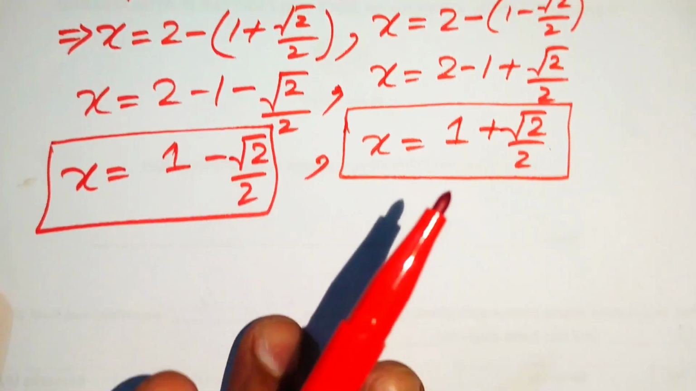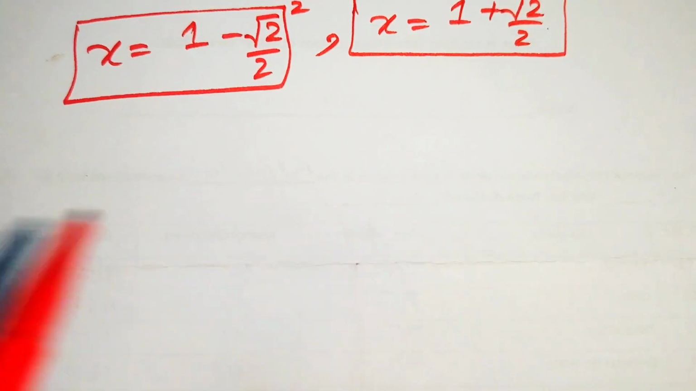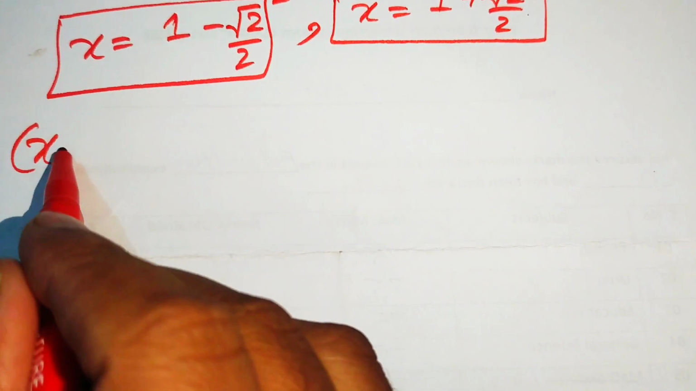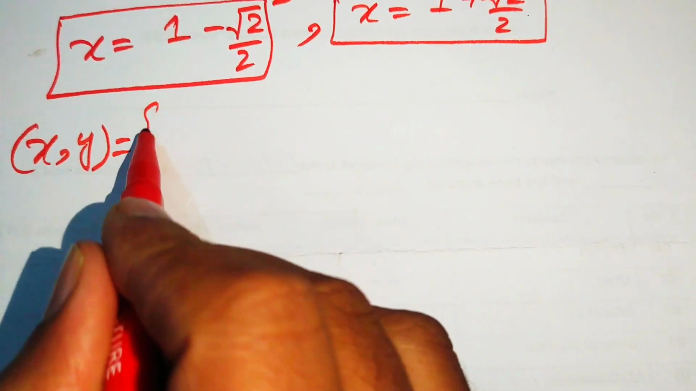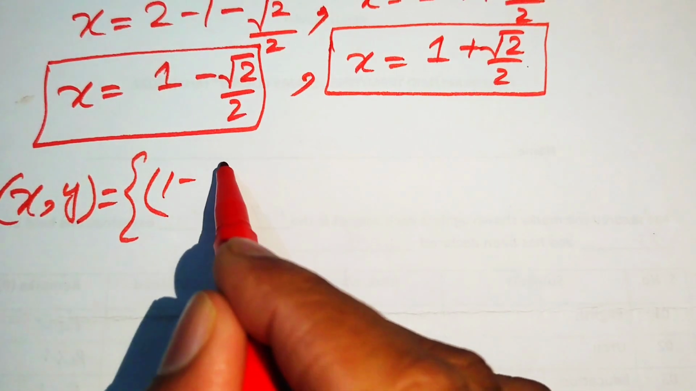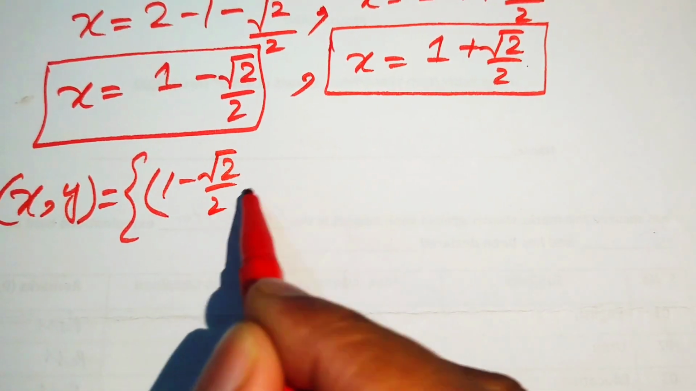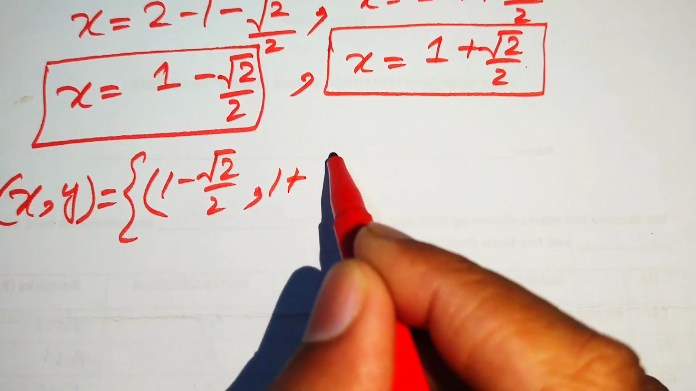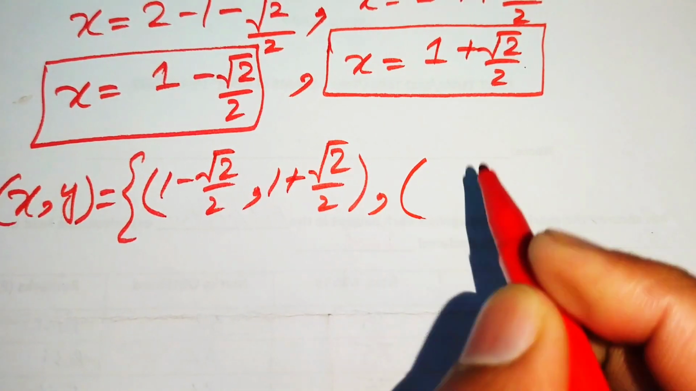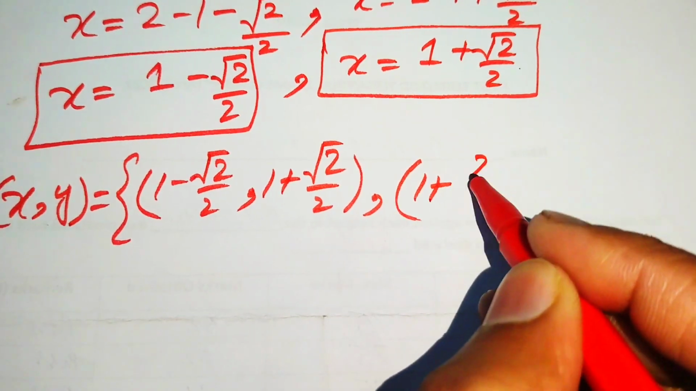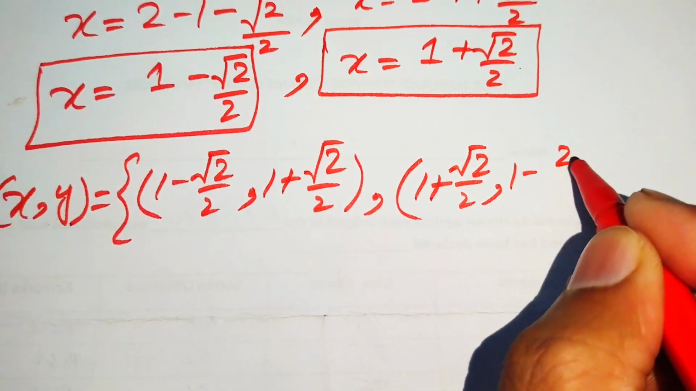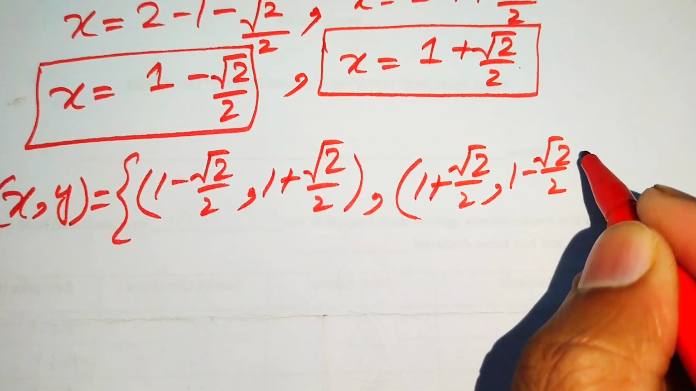Okay, so finally we have two solutions of the given equation. These solutions are (x, y). First we get the value of x as 1 minus square root of 2 over 2, corresponding to the value of y as 1 plus square root of 2 over 2, and the second solution is the value of x is 1 plus square root of 2 over 2, corresponding to the value of y as 1 minus square root of 2 over 2.